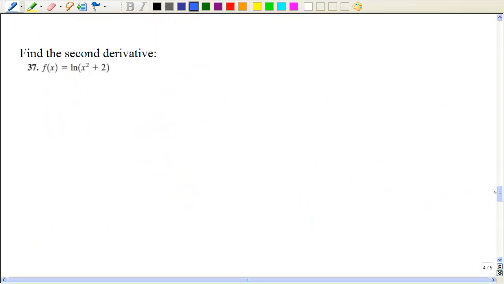Right? We're asked to find the second derivative. So we're going to find the first derivative first.